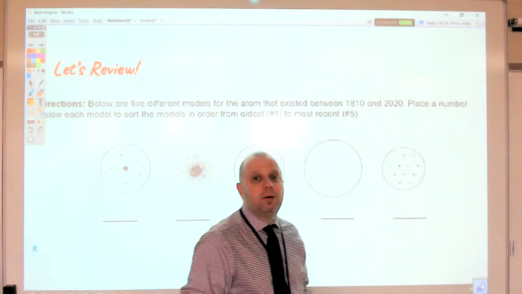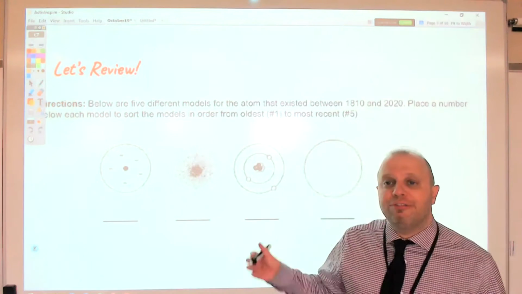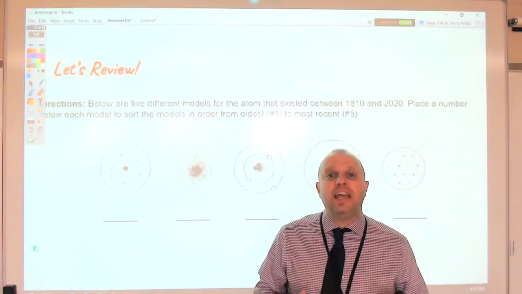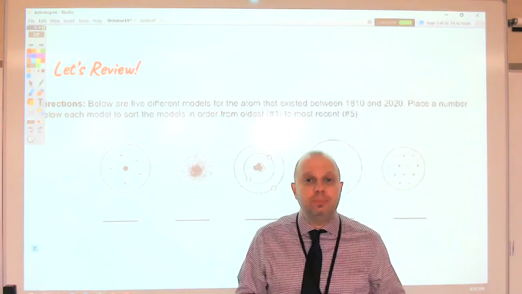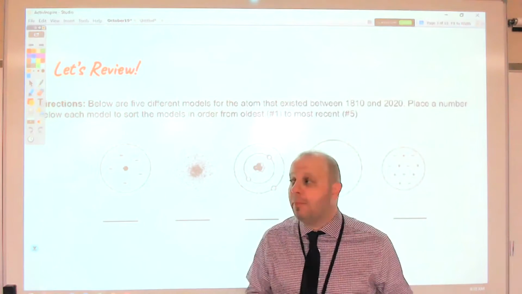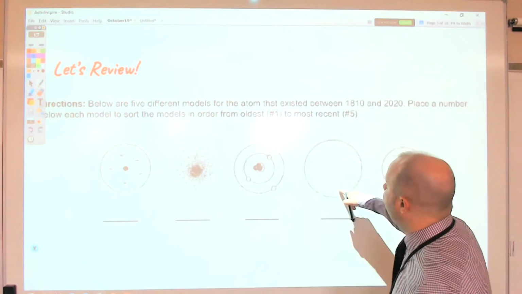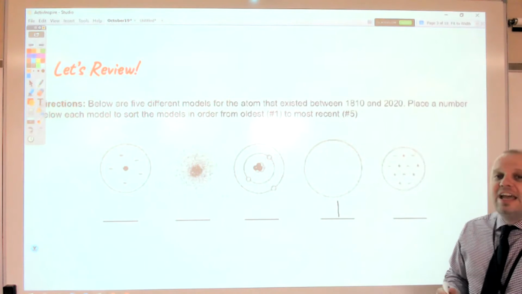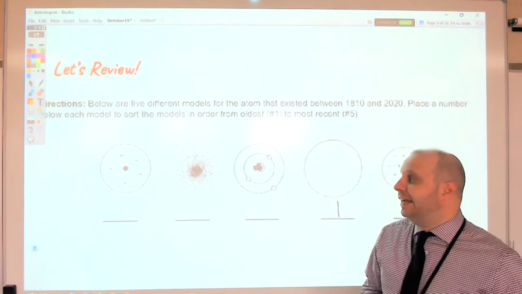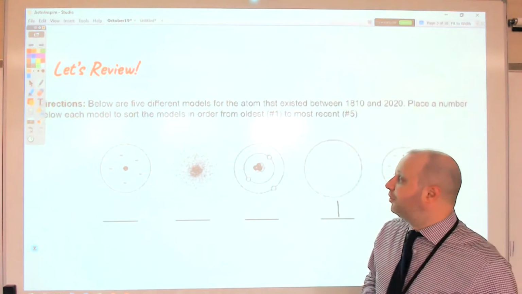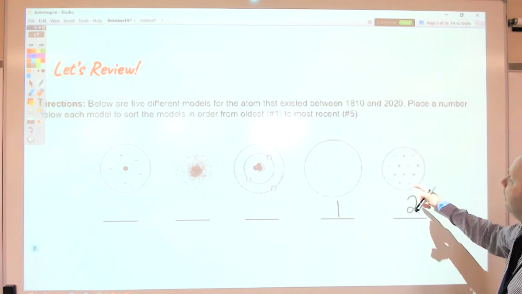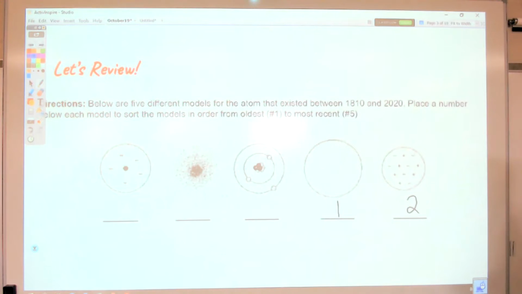Next, in this problem, they're asking us to put our 5 models of the atom in order. So if you think back to Dalton's model of the atom, which is our oldest model, that one just looked like a simple sphere. So we're going to call that number 1. If you think about the next part, the next thing that happened was the discovery of electrons. So we wind up with the plum pudding model, which is this second model over here.